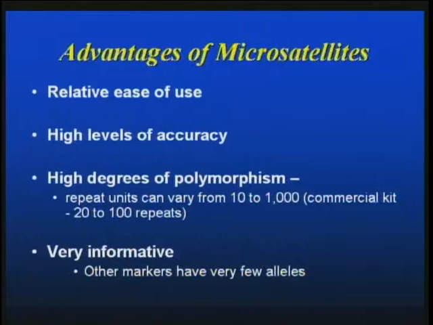As I've already shown you, the amount of discrimination that you can achieve is amazing because of the high degrees of polymorphism at each of these loci, where the repeat units can vary from 10 to 1,000. These commercial kits, of course, are more restricted in what they use. So you have between 20 to 100 repeats. They're very informative because you have a large number of alleles with all of these markers. Most other systems don't have as many alleles because they're interrogating SNPs, which you can have only 4 possible combinations of.